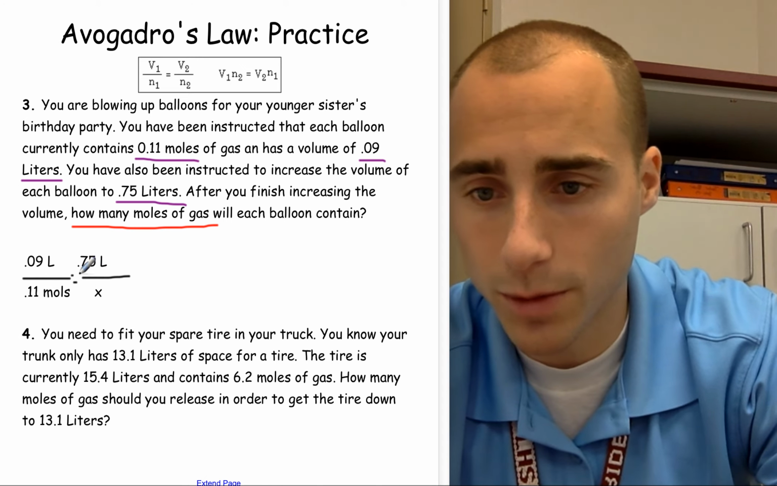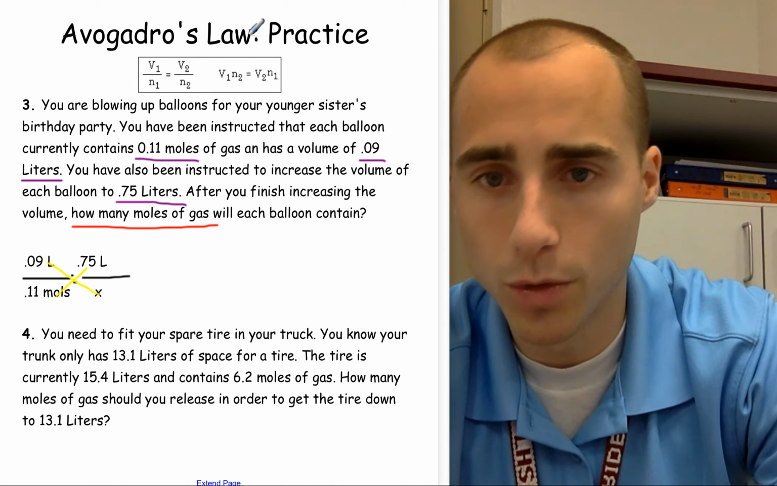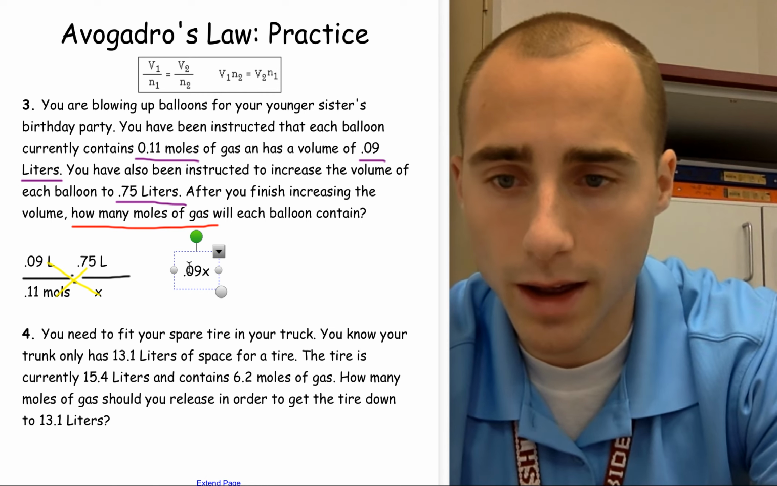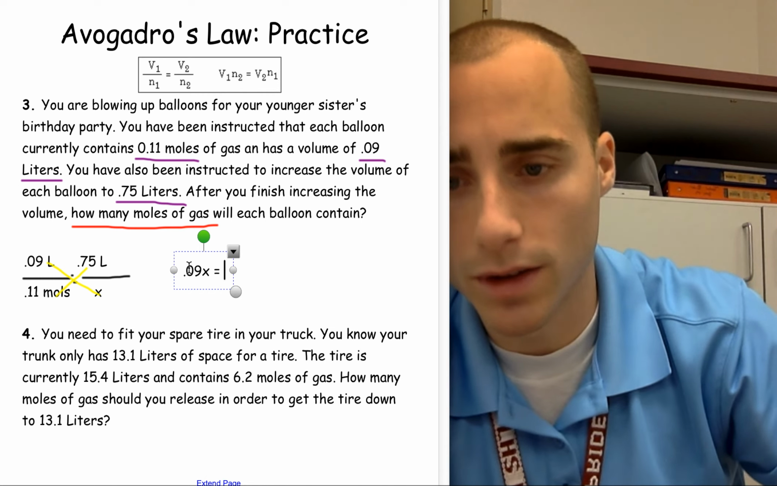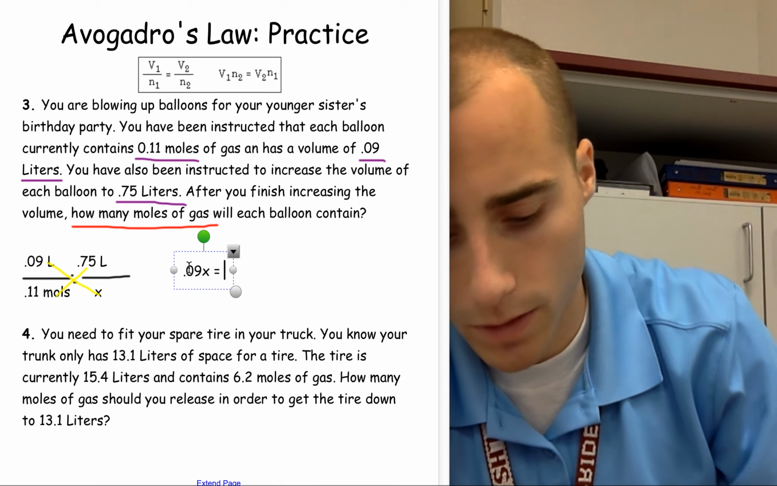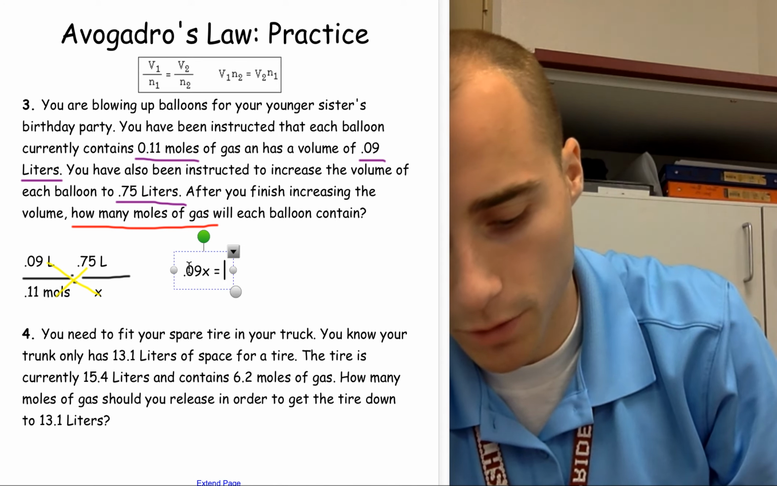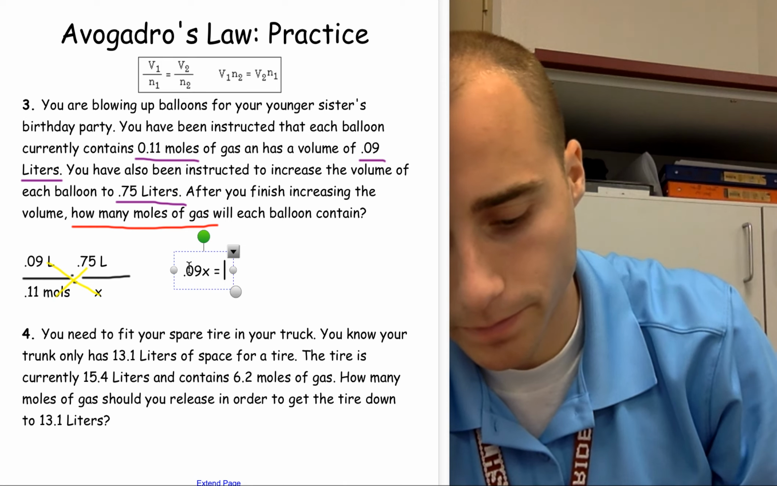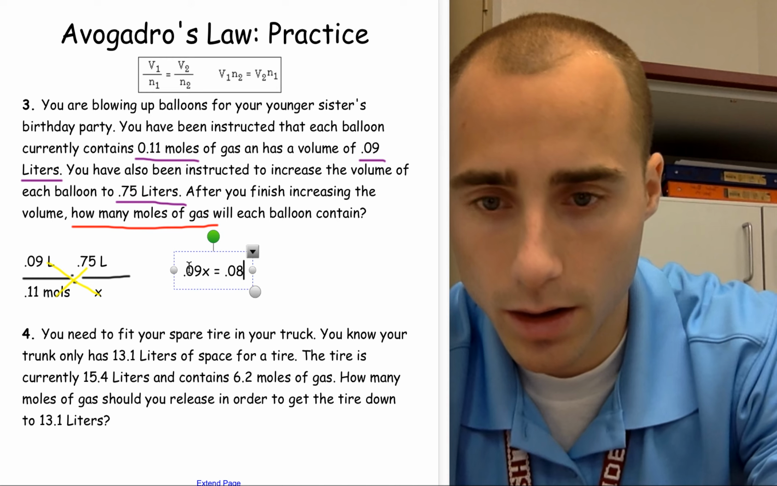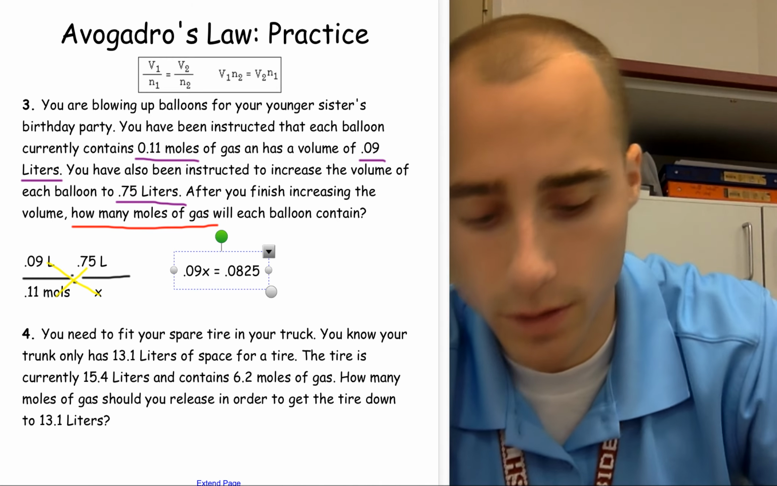And then we are going to cross multiply again, and end up with 0.09x equals 0.75 times 0.11. 0.75 multiplied by 0.11 is 0.0825.